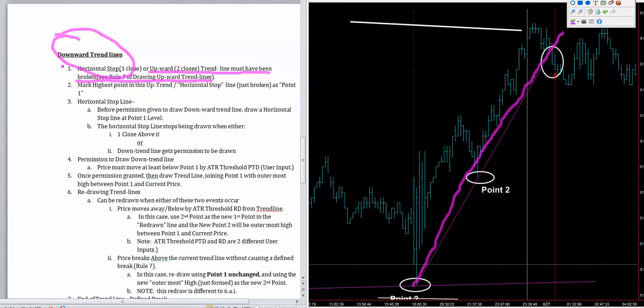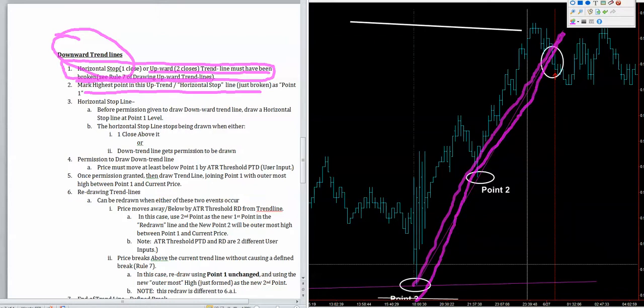Number 1 has been satisfied. We have a trend line break, an upward trend line break, and we move to the next set of rules, which is number 1: mark the highest point in this uptrend. The highest point in this uptrend that has just been broken is this piece here. So we mark that as our horizontal stop. That is now point 1. So I'll mark this out. Point 1. Okay, and then that's that check.